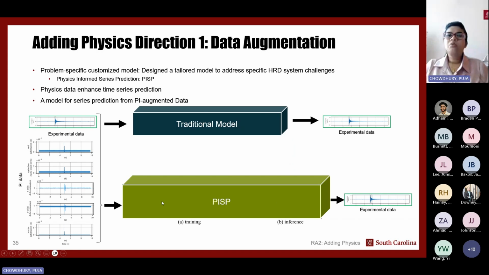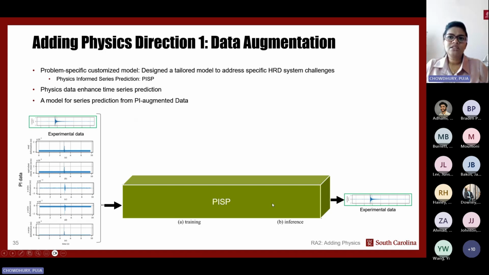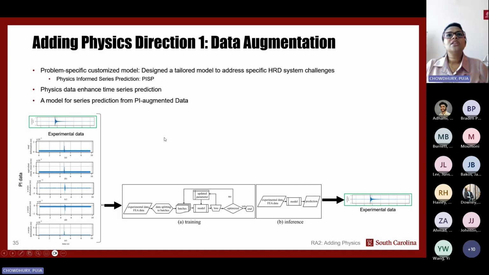Now look at how this PISP works. In PISP, we send all of this data, experimental and PI. And for the prediction, it's a single output over the experimental data or the acceleration. This is the simple overview, but let's look inside at how it works. In this model, there are two phases: training and inference.